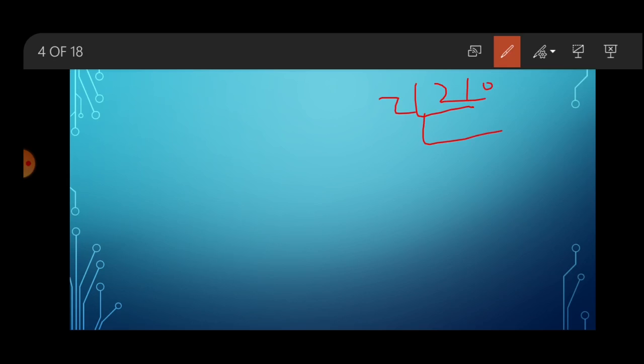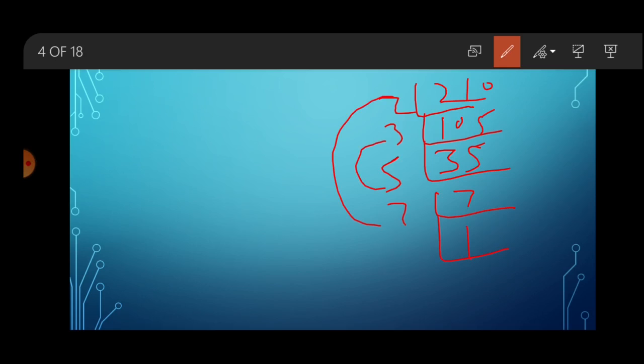210 will be divided by 2, so it will become 105. Then it is divided by 3, so it will become 35. Then it is divided by 5, so it will become 7. Now you have 7 twos are 14 and 5 threes are 15. So 15 into 14 will become 210.